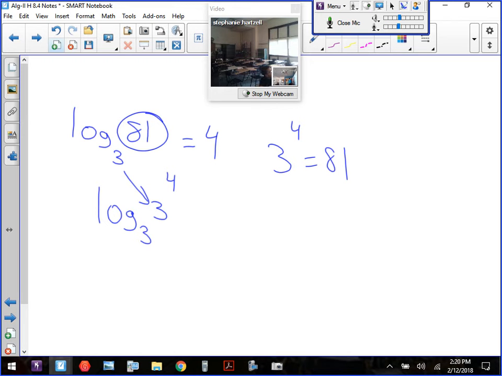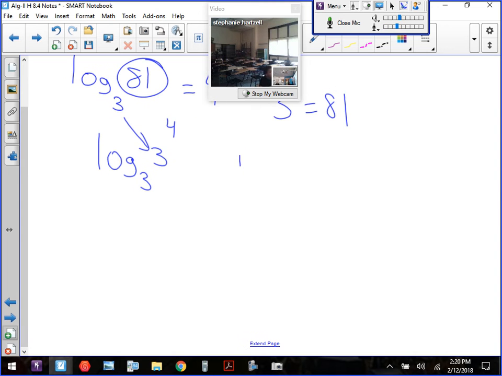Because when I rewrite something into the same base, the exponent drops. Because there's a property about logarithms: log base b of b to the x equals x. When you have the same bases, they undo each other. They're automatic inverse properties. So log base 3 of 3 to the 4th is always going to equal 4 because those two properties undo one another.